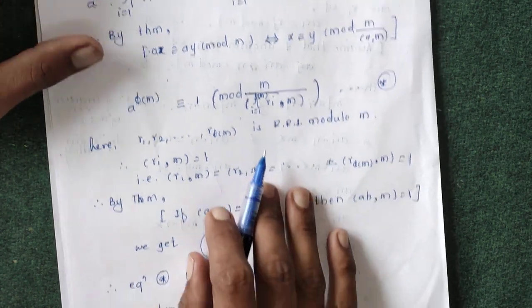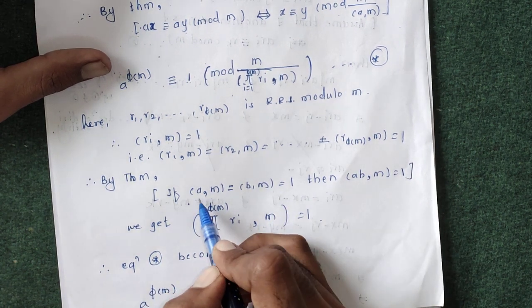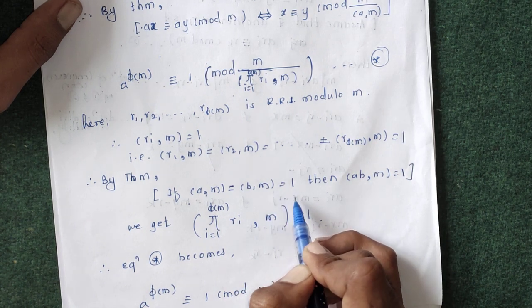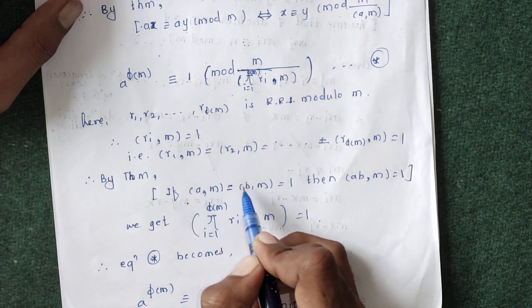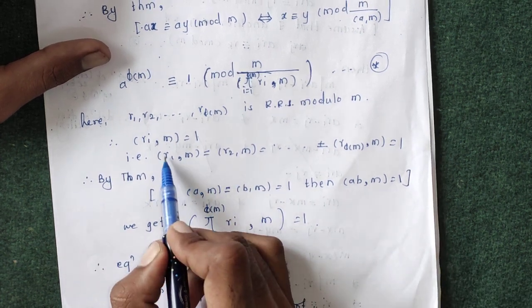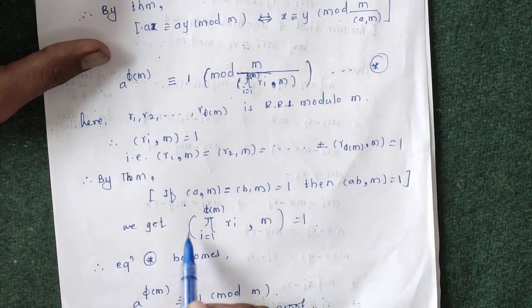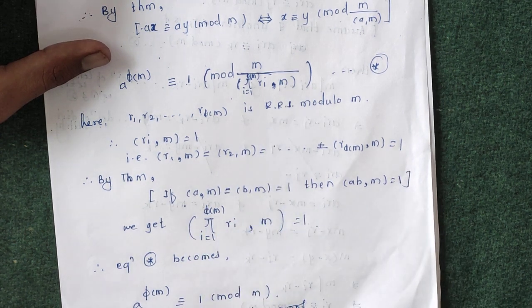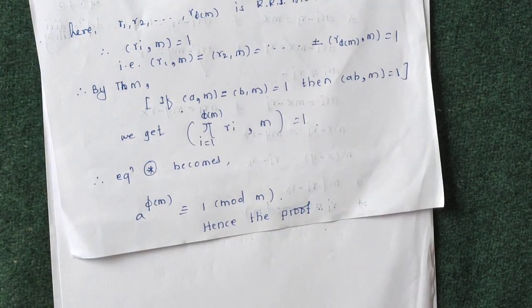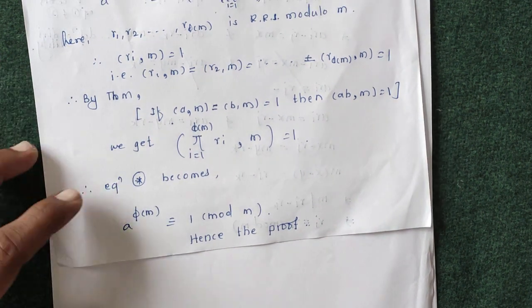Therefore, by using another result, that is, if GCD of a and m is equal to GCD of b and m is equal to 1, then GCD of a into b with m is 1. So using this result, we can write that the GCD of the product of all ri's with m is 1. Putting this in equation star, we get a raised to φ(m) is congruent to 1 modulo m, and hence the proof of Euler's generalization of Fermat's theorem. This is the proof of Euler's generalization of Fermat's theorem.